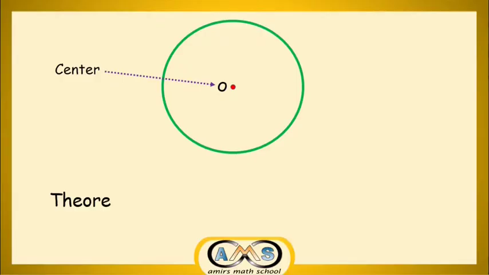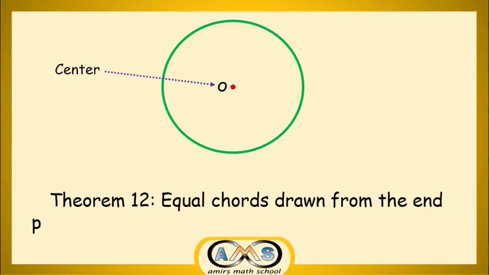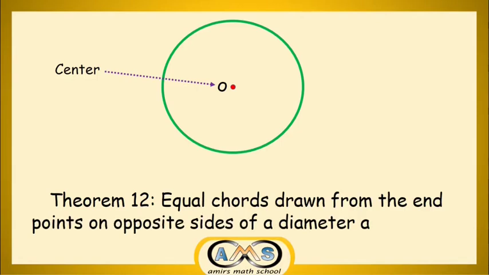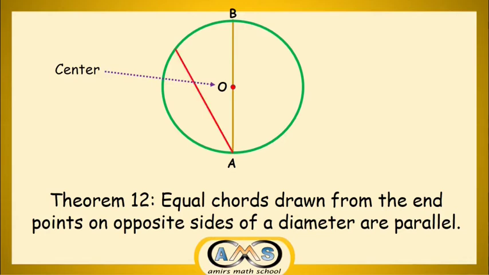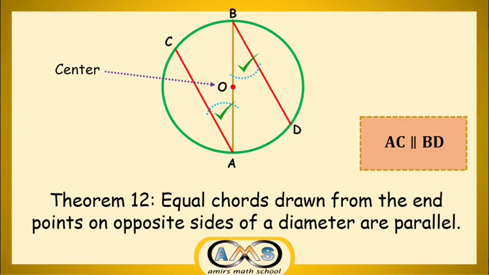Theorem number 12: equal chords drawn from the end points on the opposite sides of a diameter are parallel. That is, if AB is a diameter, and we draw two equal chords AC and BD on opposite sides at the end points of diameter AB, then the chords AC and BD will be parallel. In this case, the angle ABD and the angle BAC will be equal. And finally, we can say AC is parallel to BD.